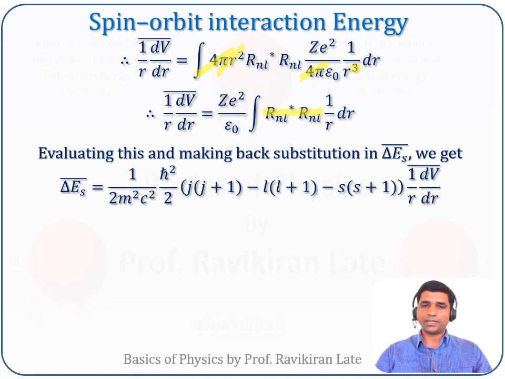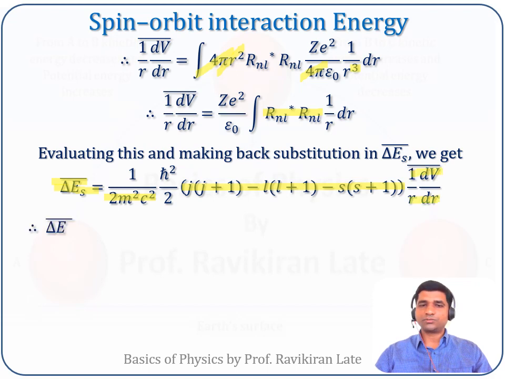If you work out this mathematics, we will be calculating this derivation over here. But if you do this calculation, if you make a back substitution in the energy eigenvalue or expectation value of this spin orbit interaction energy, it will be nothing but 1 upon 2 m square c square h cross square by 2 into j plus 1 minus l into l plus 1 minus s into s plus 1 into 1 upon r dV by dr.